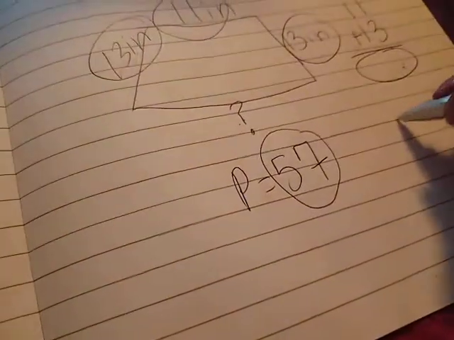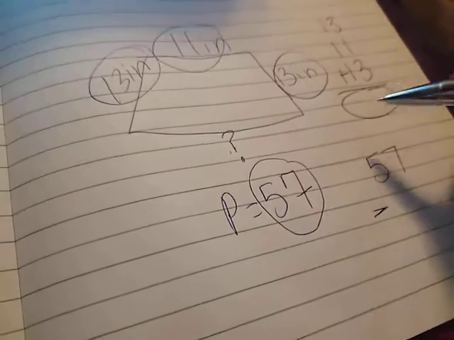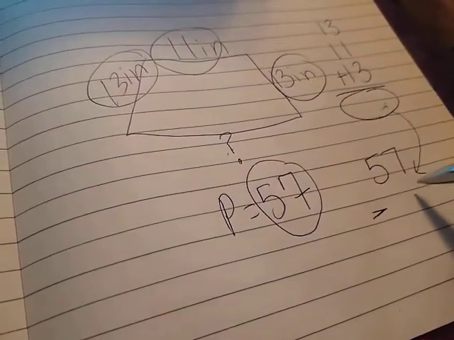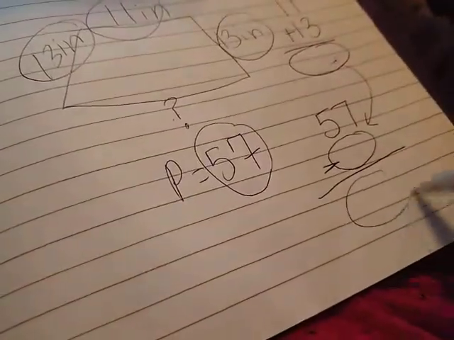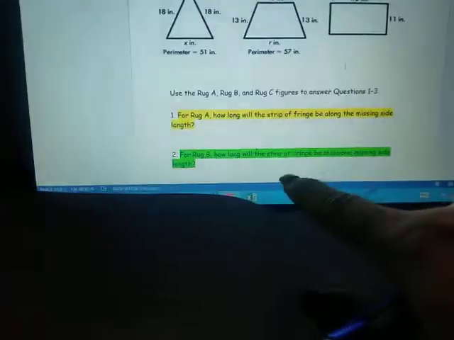Remember, now you have to take 57 minus this number. And then you get your final answer, which is this number right here. And then you can tell me what that number is.